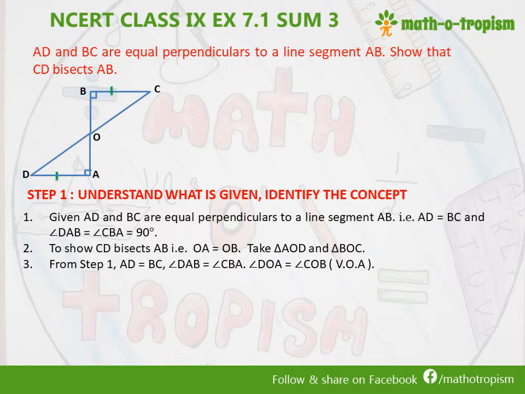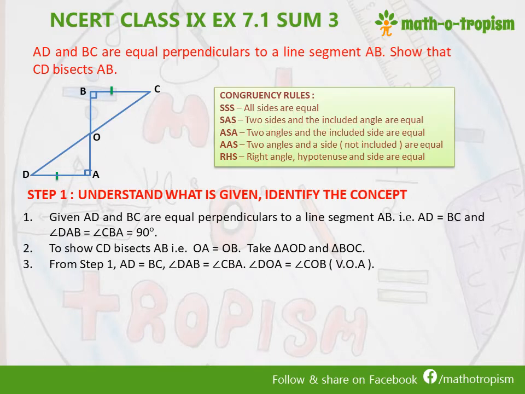Now the included side would have been OA and OB, but here the side is not the included side. Hence we are going to have the congruency rule of two angles and the non-included side being equal. So when we look at the list of the congruency rules, we are going to select the AAS congruency.